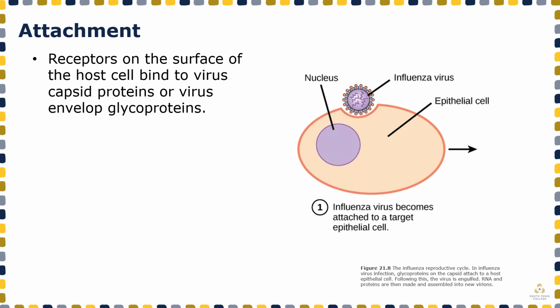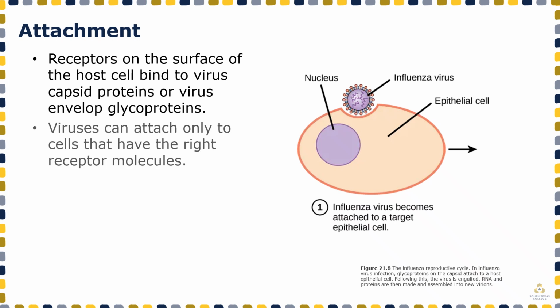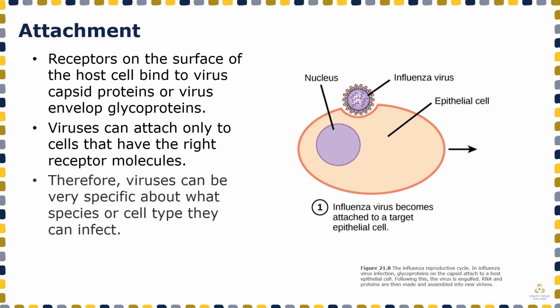So this first step, attachment, involves the receptors on the host cell binding to the capsid proteins or the glycoproteins on the virus. The receptors have to match very specifically, and therefore the viruses can be very specific in what type of cells they will infect.